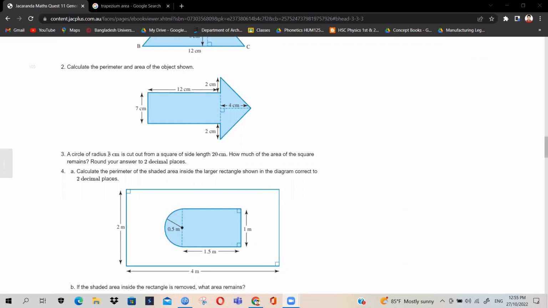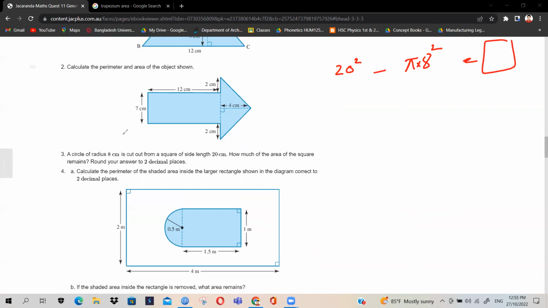First of all, let us calculate the area of the square, that is 20 squared. And the area of the circle will be pi times 8 squared. Since the circle is cut out, the remainder of the portion is left. That is why we subtract the area of the circle.